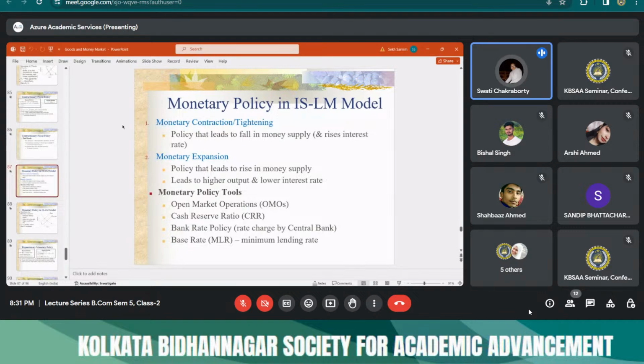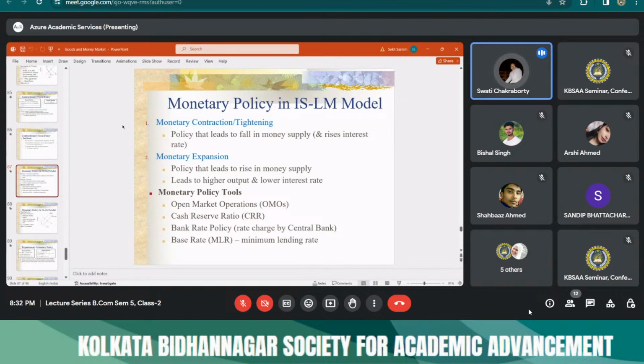Yes. Now we come to monetary policy. Monetary policy again can be of two types. One is monetary contraction or tightening, which is a decrease in money supply and increase in interest rate. The other is monetary expansion, which is an increase in money supply leading to higher output and lower interest rate. Now, the tools, as we said, are open market operations, CRR, bank rate policy, and the minimum lending rate. All these things are there. So let's take up the case of the effect of an increase in money supply.